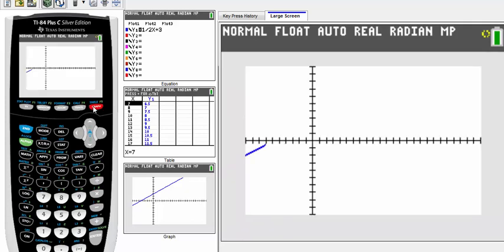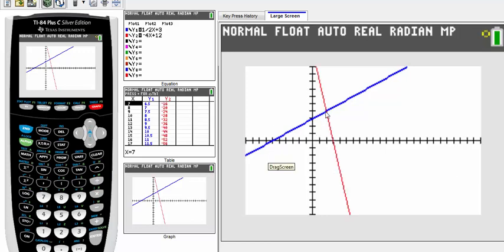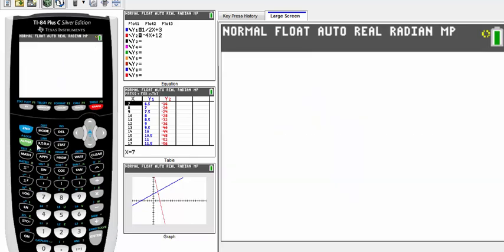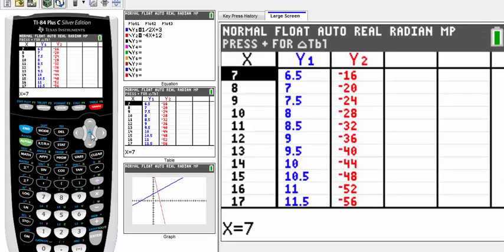So I'm going to graph them both. One should be blue and I think the other one should be red. And we're going to see where they cross. Okay, so they're crossing at this point right here. So it looks like my x value is 2 and my y value is 4. But let's go ahead and go to second table and see what's going on there.